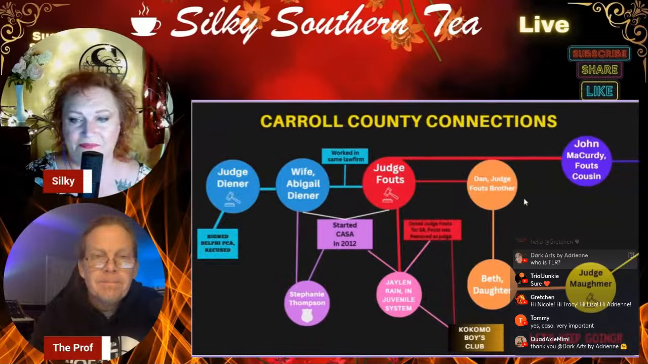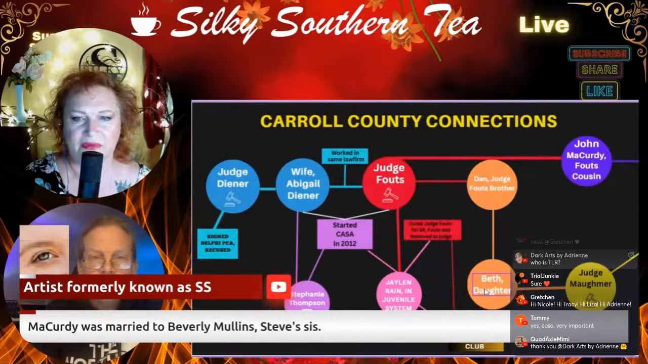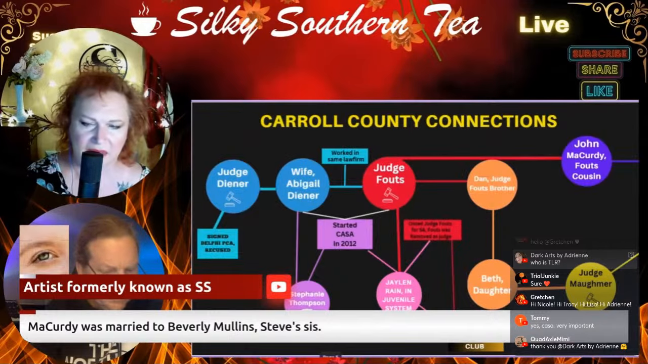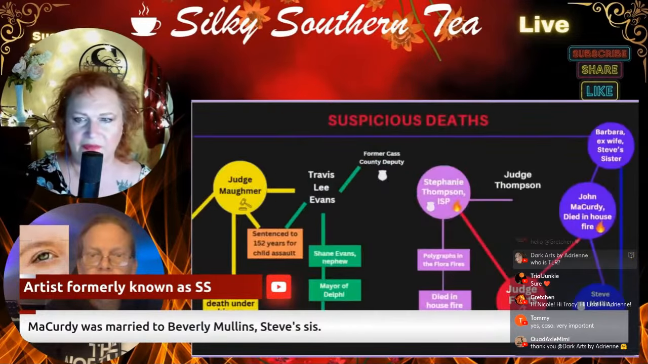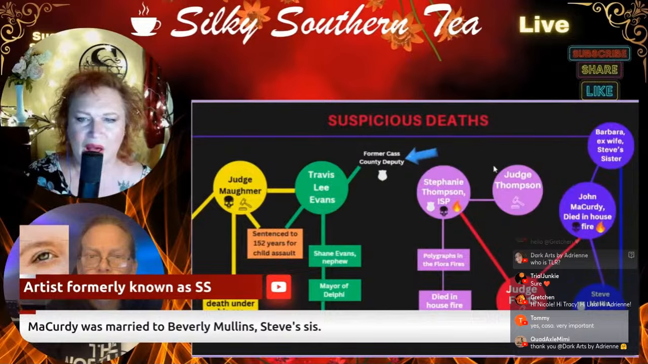And okay, yeah, here we go. Well, it says Judge Dan Fouts. Okay. His daughter Beth, yeah, married to Judge Mothmer. Okay. There we go. So you see how all of these people, the same names keep coming up. Very interesting. Now, let's fast forward to another one.